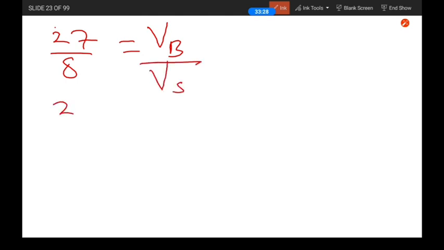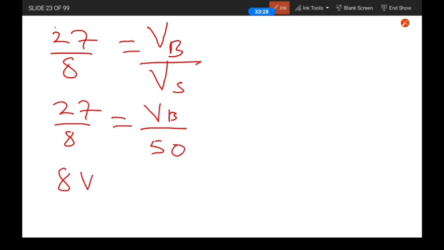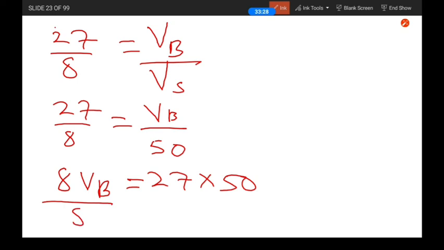So in this case, we have 27 over 8 equals, we are looking for the bigger one, right? So volume of the bigger one, and we are given the volume of the smaller one to be 50. When you cross multiply, we have 8 VB equals 27 times 50. So if you divide by 8, the volume of the bigger one will now be equal to, what is 27 times 50 going to give us?